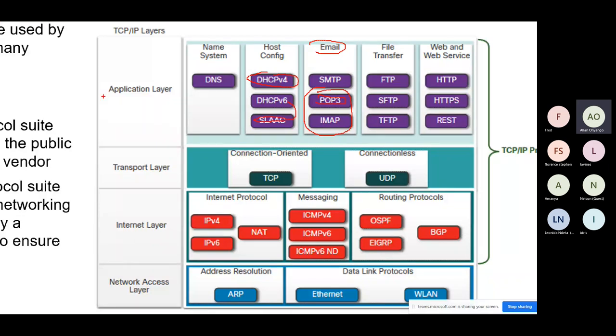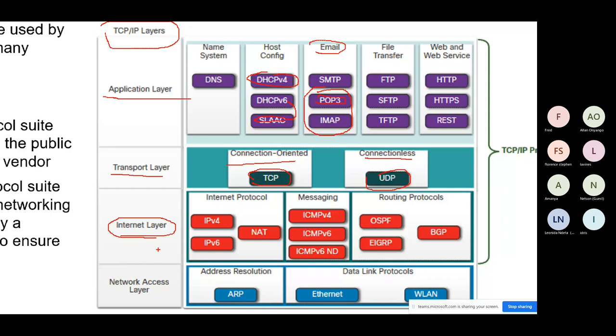Let's go to the transport layer of the TCP/IP model. We only have two protocols at the transport layer. We have TCP, which is connection oriented. Of course, we'll talk about what is meant by connection oriented. Transmission Control Protocol. And the connectionless one is called UDP, User Datagram Protocol. Let's go to the internet layer.